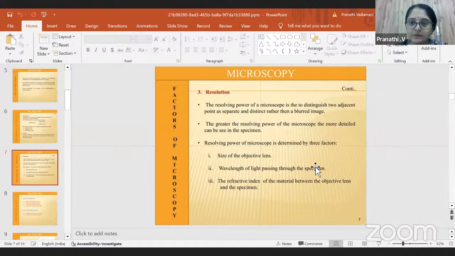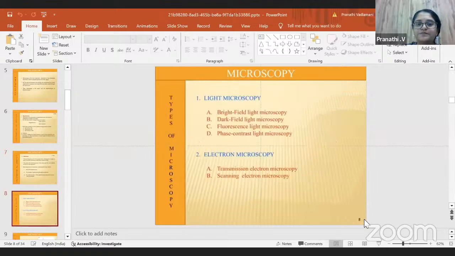It is determined by three factors: what the lens size is, one thing, and the amount of light that is being passed through, so the wavelength of the light that is going to hit the specimen. This gives you the proper resolution. And the third is the refractive index of the material. The basic example is that the refractive index is going to be different for oil and for air. That is the refractive index of the material between the objective lens and the specimen.